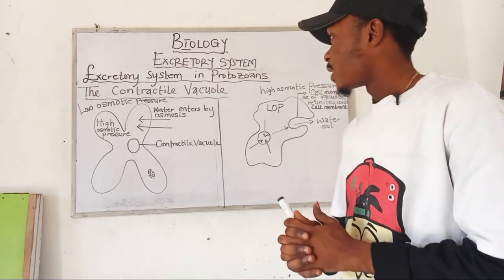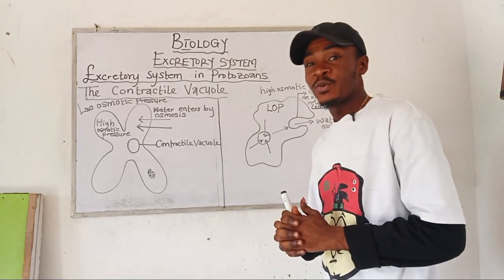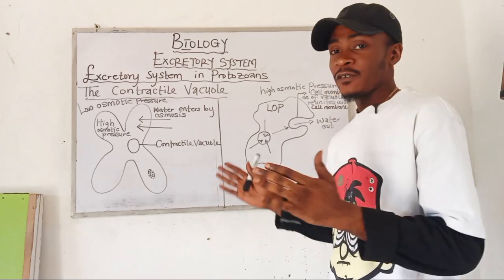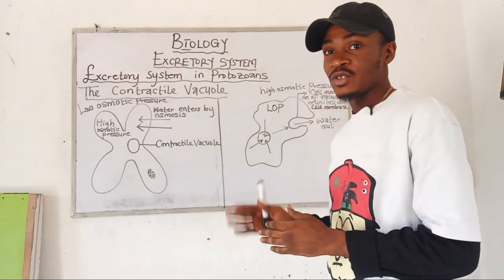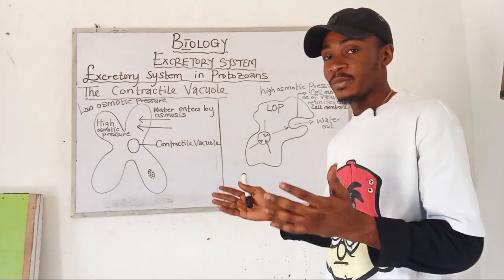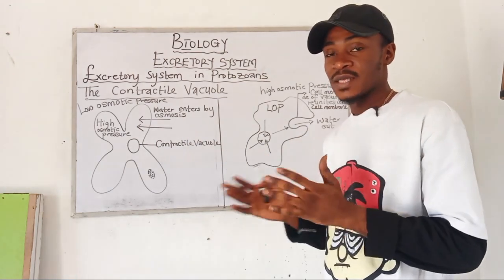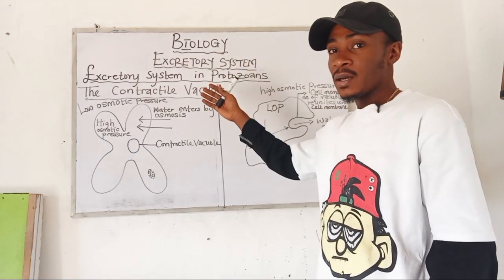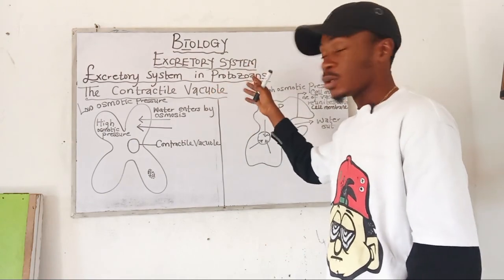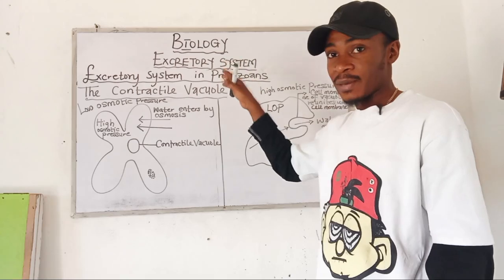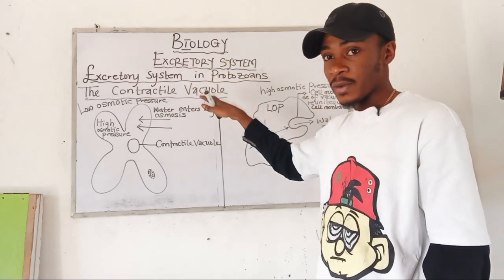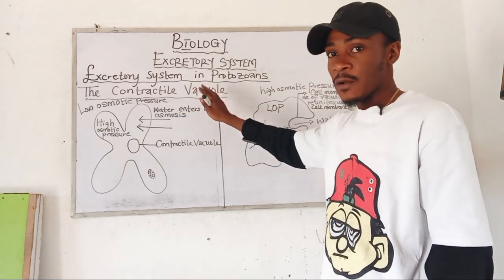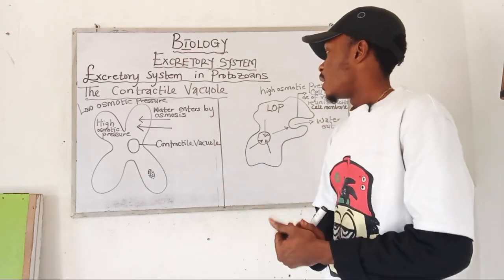All right, guys, let's talk about the excretory system in protozoans. As you can see, we have very nice diagrams drawn on the board to aid our understanding and comprehension of this. Just make sure you follow me every step of the way, and you'll be able to grasp this quite easily. The main organ of excretion in a protozoan like the amoeba, for example, or the paramecium, though our case study here is the amoeba, is the contractile vacuole.